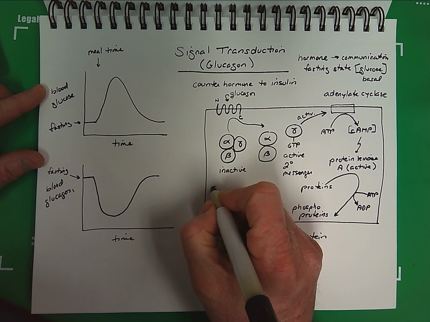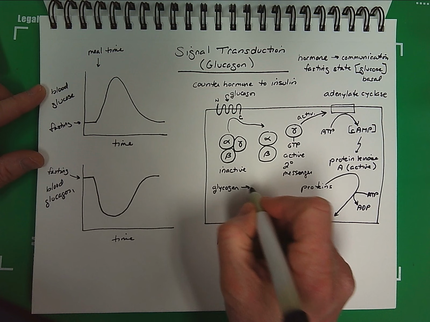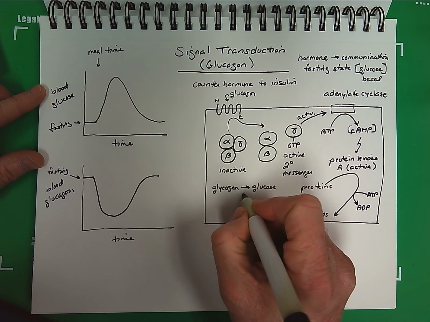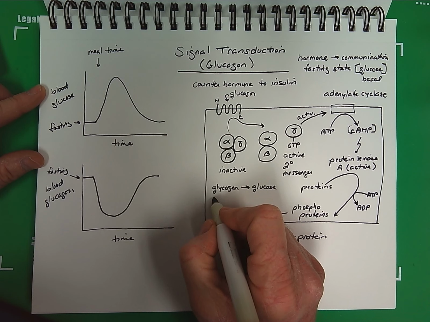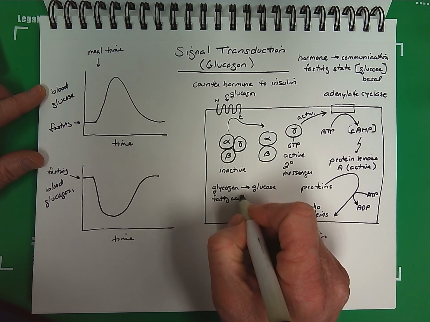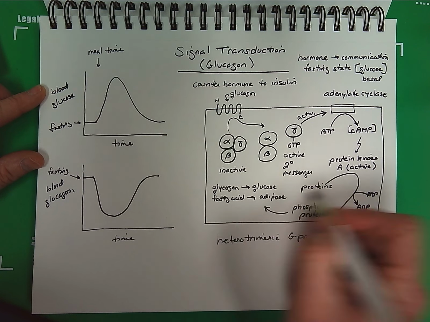So what we are going to be doing is using glucose that is stored in the form of glycogen, and we will be using fatty acids that will be released from adipose tissue.